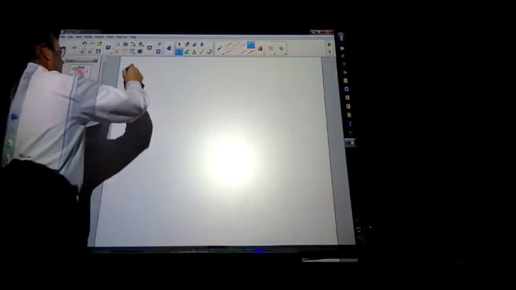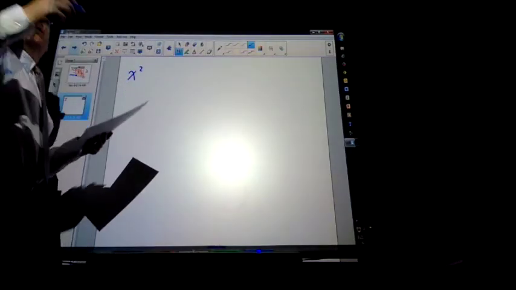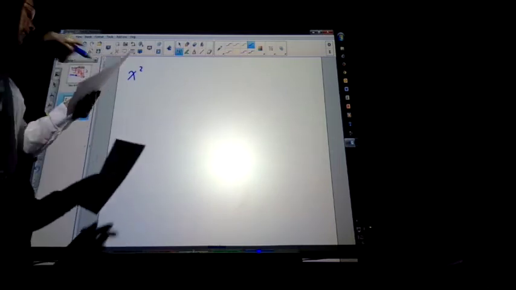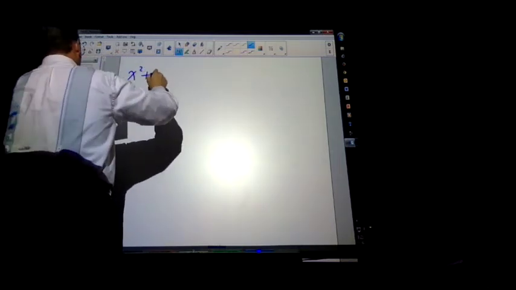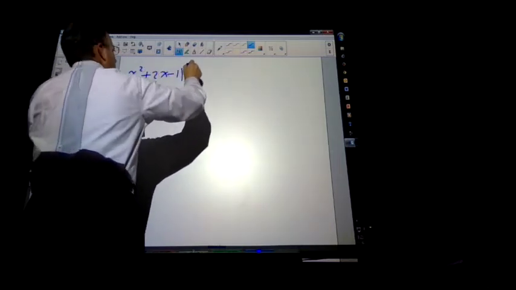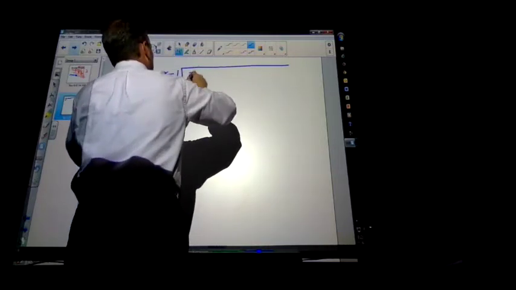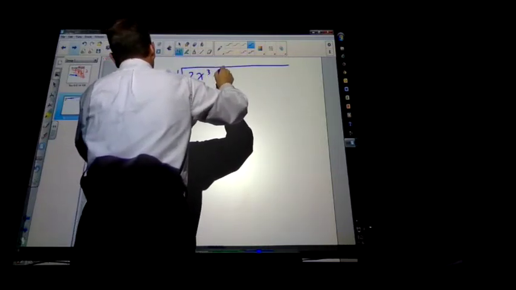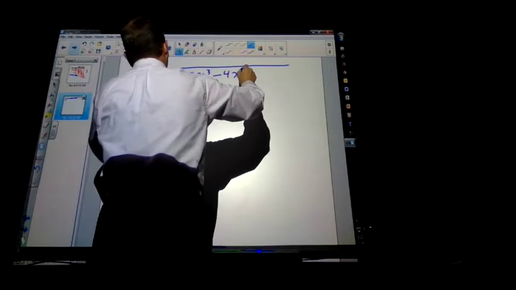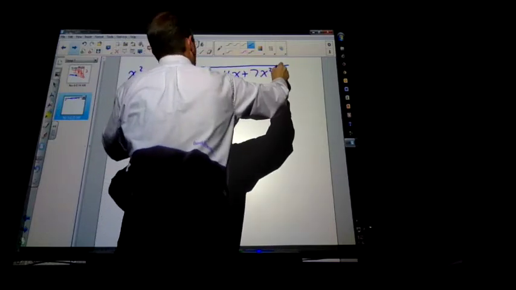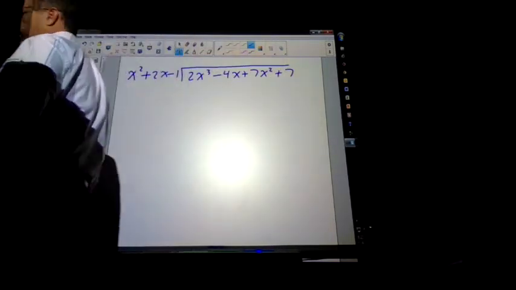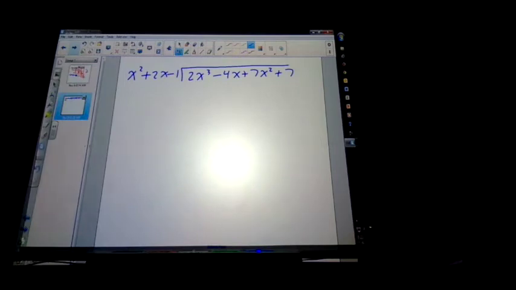All right, second problem. So I'm just going to write it as a division problem. It's something over something else, so the bottom gets divided into the top. So I have x squared plus 2x minus 1 into 2x to the third minus 4x plus 7x squared plus 7. So notice what's underneath the radical is out of order.